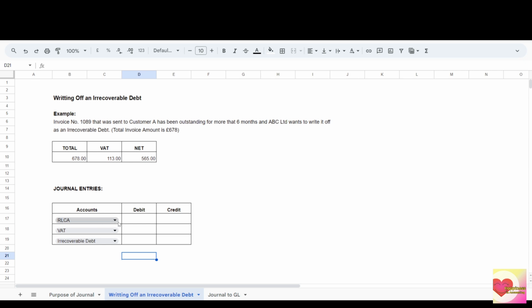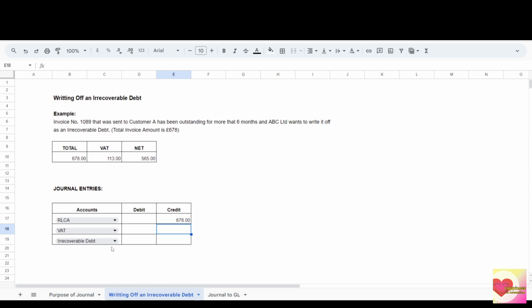First is the RLCA. RLCA is an asset and it increases in debit. However, we are writing off an irrecoverable debt. It means we will remove this amount from our receivables, so it will decrease our RLCA. So this amount should be in credit.